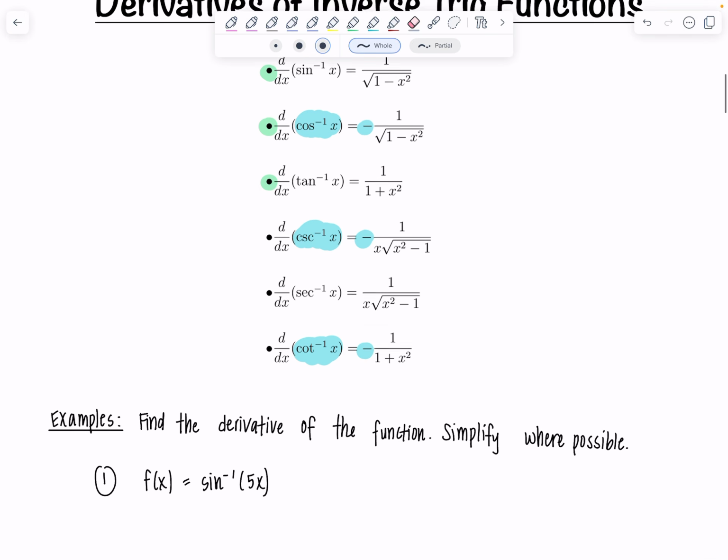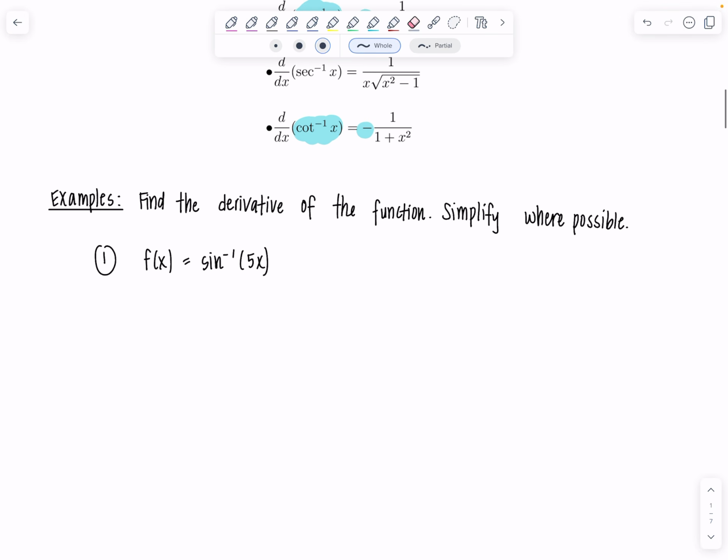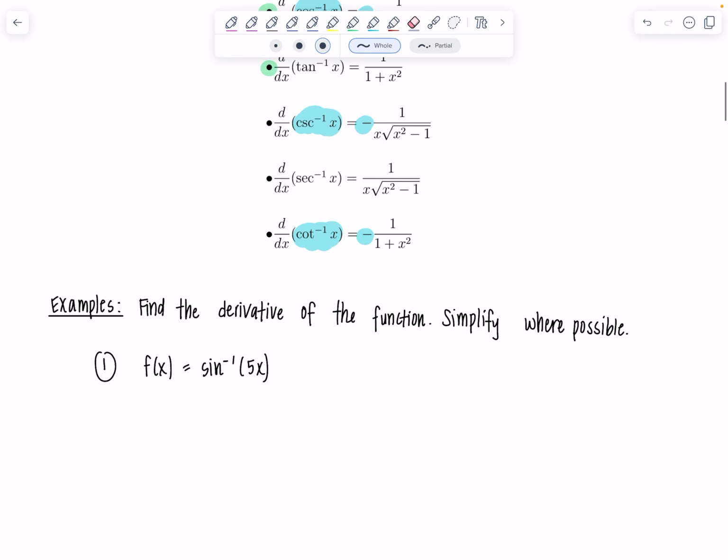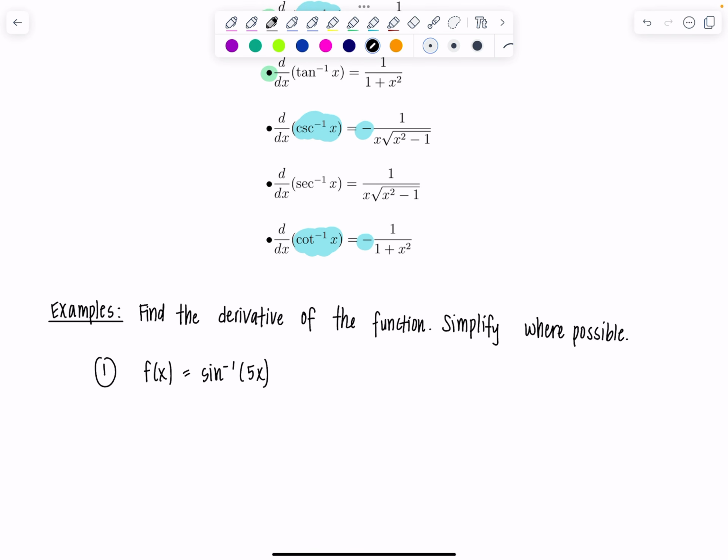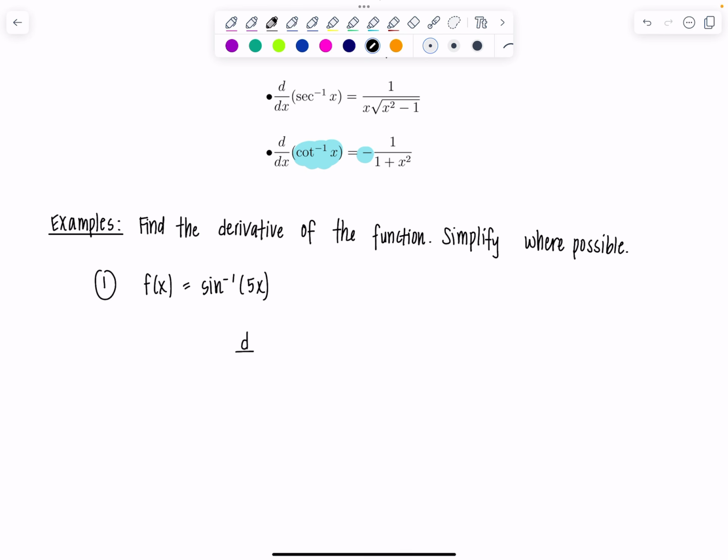So here we go. Find the derivative of the function, simplify where possible. We're going to start really nice and basic, and we'll build up the spice level. So the function is sine inverse of 5x. Now, I'm going to rewrite the derivative formula here. So the derivative with respect to x of sine inverse of x is 1 over the square root of 1 minus x squared. Now notice here, whatever the argument is for the inverse trig function, that whole thing gets squared.